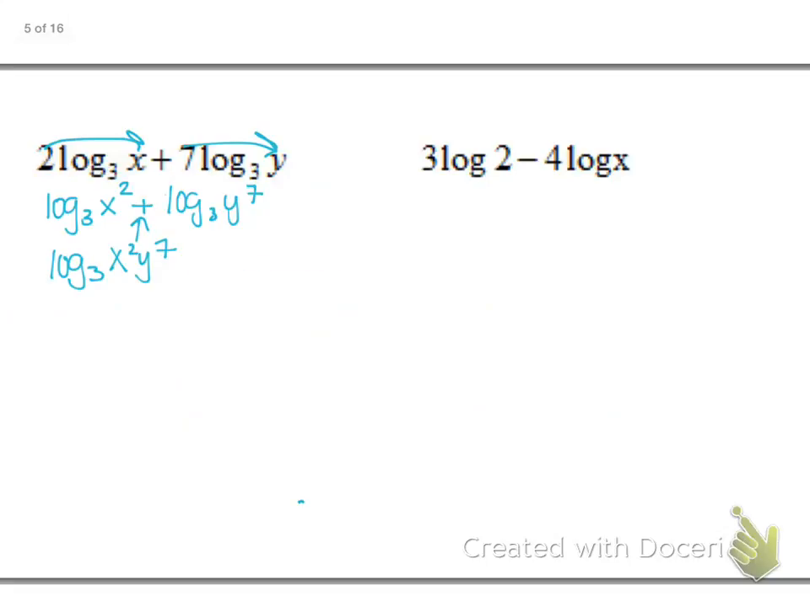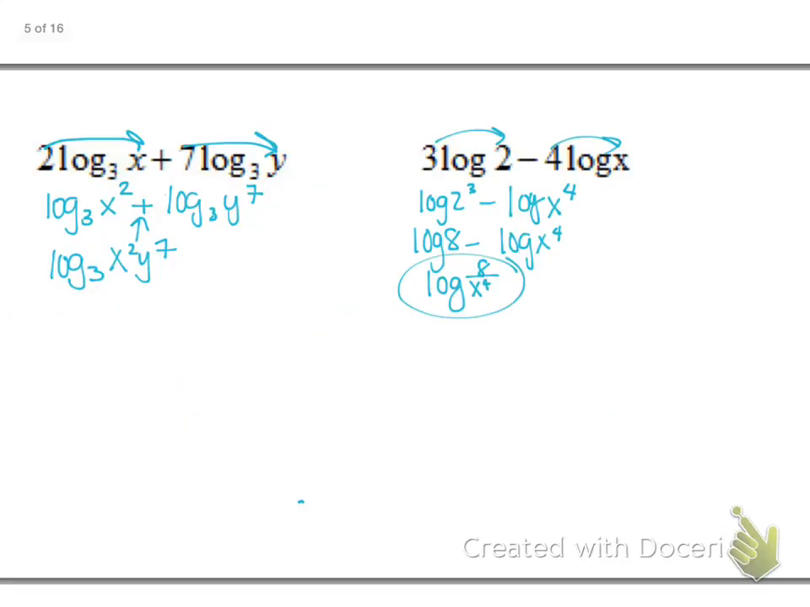Okay, my next one, we send our numbers back if I have them. So log base 2 cubed minus log of x to the 4th. Oh, 2 cubed is 8, so I'm going to go ahead and write that as an 8. Okay, minus means divide, so I got log base 8 over x to the 4th. And I can't simplify any further, so that's my final answer. We're condensing it down to one logarithm.